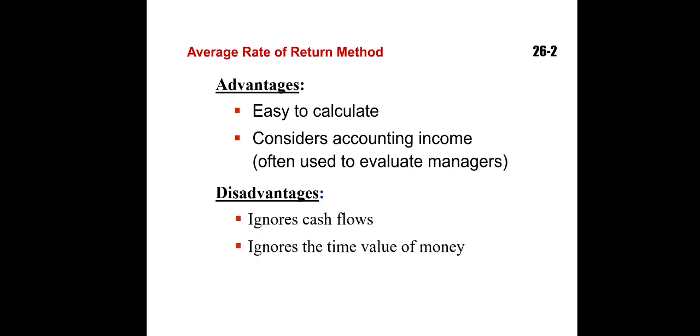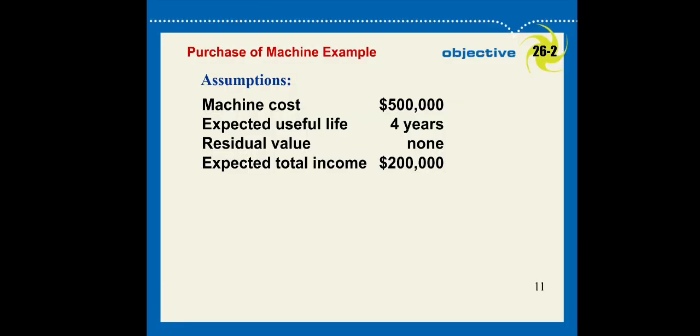Okay, see the average rate of return method. I will show you the way to use the method first, and after that I will explain the advantages and disadvantages. This is the way to do the average rate of return method. Let's see an example. There is a manager who has an opportunity to purchase a machine, and that machine costs $500,000. It is expected that the machine can be used for 5 years. Residual value is zero. Expected total income is $200,000.